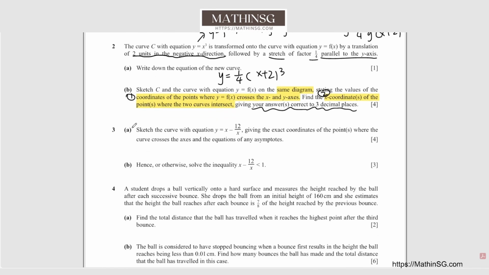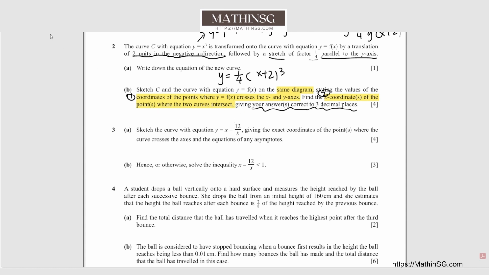What's question 3? You're asked to sketch this curve, giving the exact coordinates of the points where the curve crosses the axis and the equations of any asymptotes. So for the GC, we are able to find x-intercept, y-intercepts, the shape of the curve, points of intersection, but there's only just one curve here, so there's no intersection with another curve. So we don't need that. But we are not able to find the asymptotes. So what we need to be able to get from here is the asymptotes.